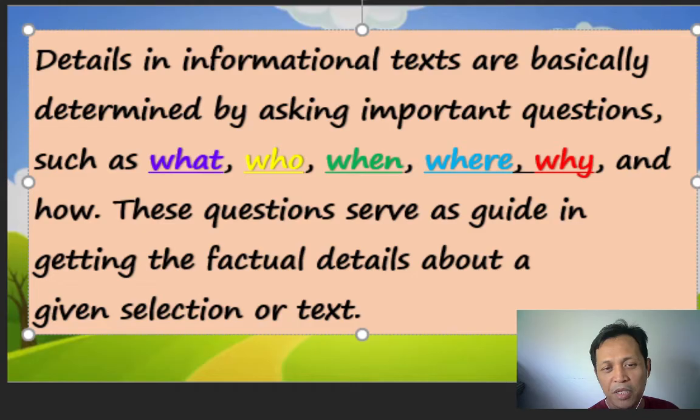When requires information regarding time or time element. And where is a question that requires an answer involving place, where the action or the topic takes place. And why requires an answer on the information about the reason, or what led to the happening of the specific situation or event.